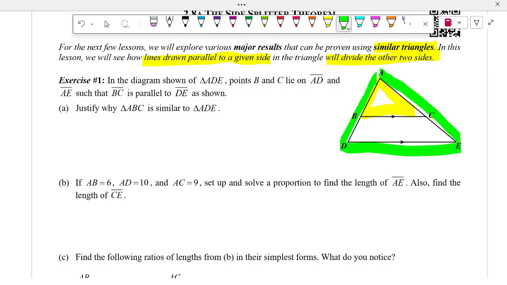Now, in order to justify that these are similar, let's kind of weigh our options here. So there's 3 possible postulates we can use. What is the only one that would make no sense?